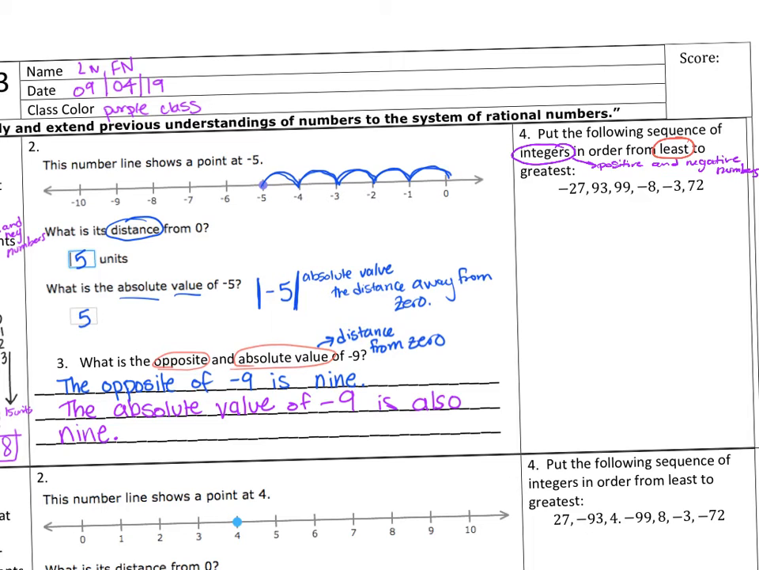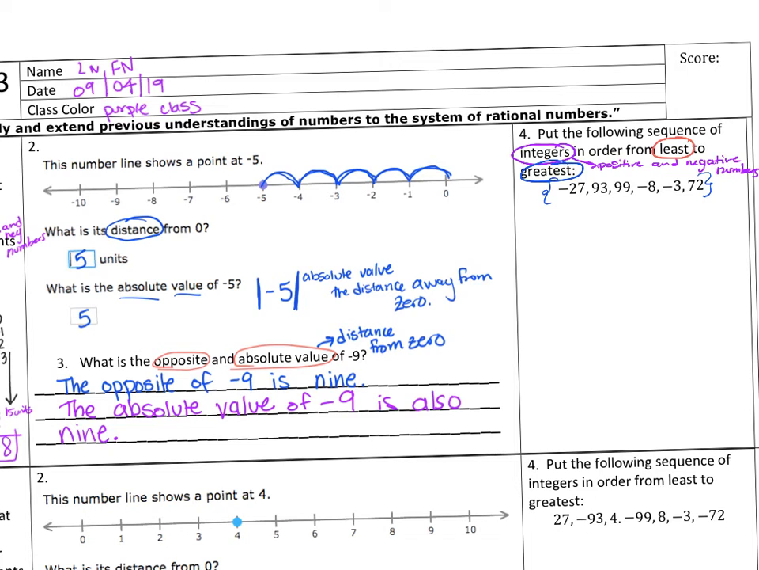So here they give us a sequence of numbers, and the sequence of numbers is right here. You don't have to draw this parentheses. That's just a fancy math parentheses. So that's a sequence of numbers. -27, 93, 99, -8, -3, 72. And this is asking us to put it in order from least to greatest. And sometimes they can ask you from greatest to least. So make sure that you pay attention.